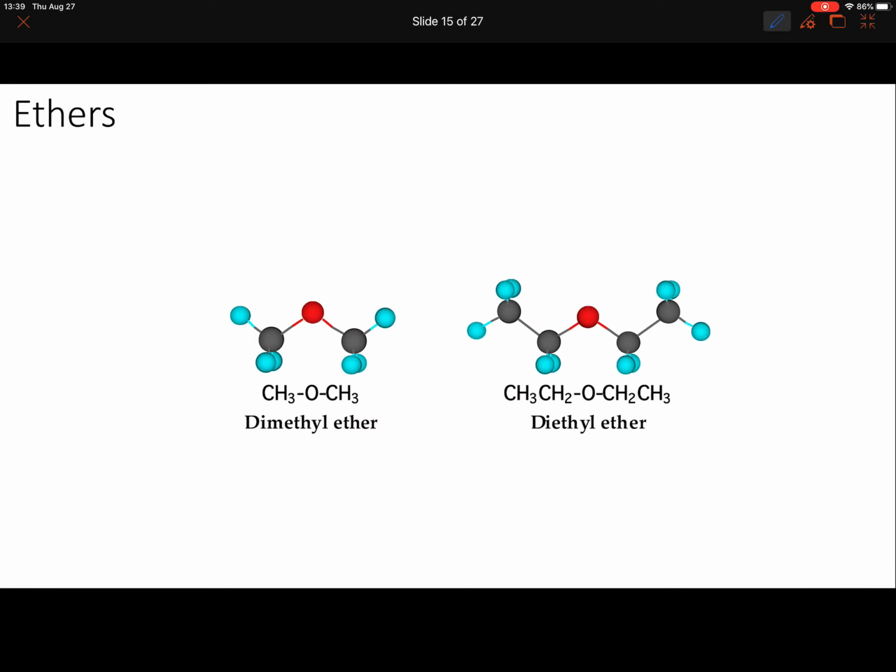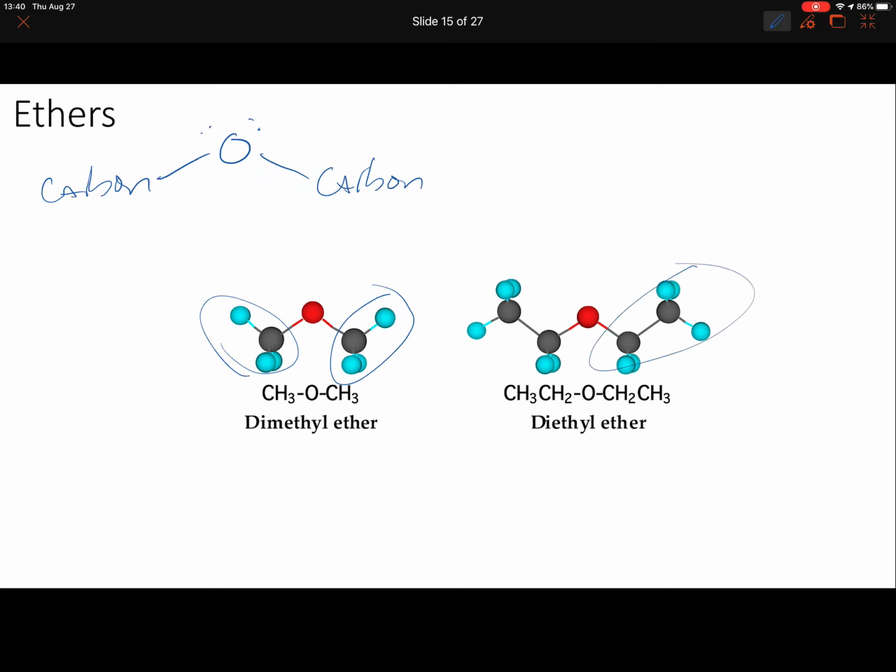Let's talk about ethers. The functional group of an ether is an oxygen atom bonded to 2 carbon atoms. Now, the simplest ether is shown here, dimethyl ether, so a 1 carbon group on either side. And the most common ether is actually diethyl ether. So simplest and most common. Diethyl ether is so common that we just call it ether.